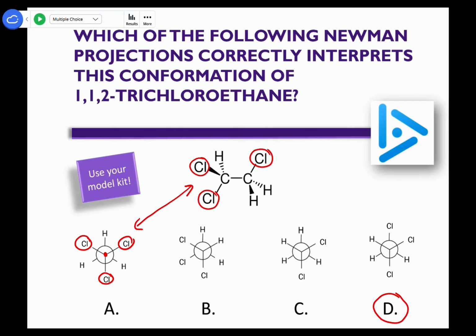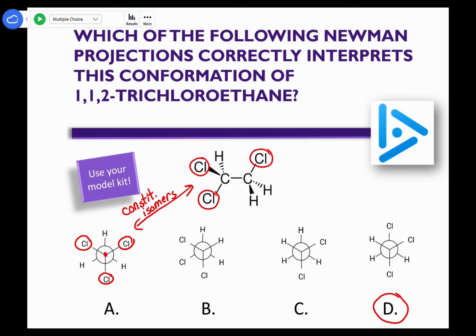I still have the same total number of chlorines, carbons, and hydrogens, so that means this is an isomer. It's a constitutional isomer because it has the same molecular formula, but a different connectivity. This chlorine is now on carbon 1 rather than carbon 2. So A and our molecule of interest are constitutional isomers. Same molecular formula, different connectivity.